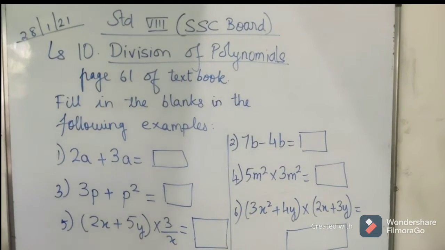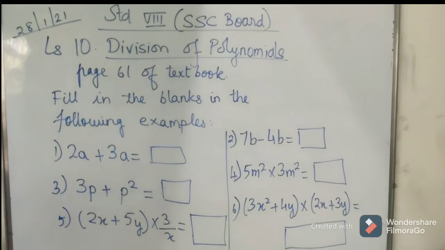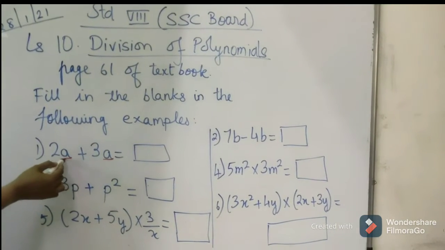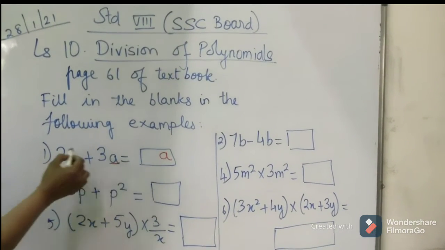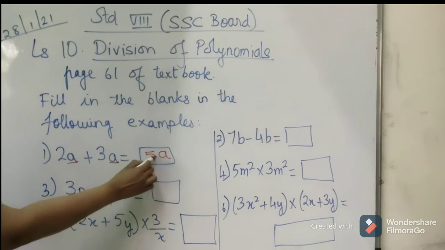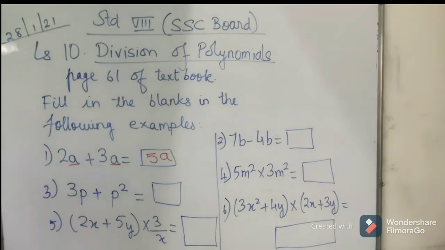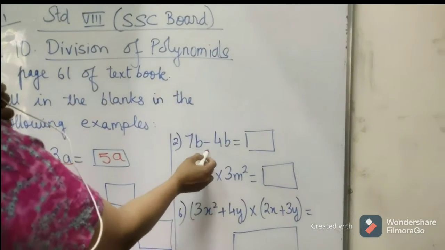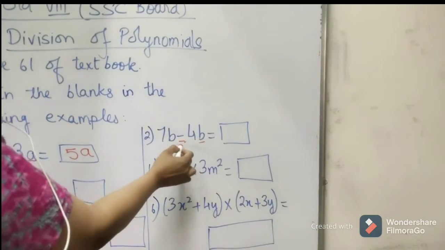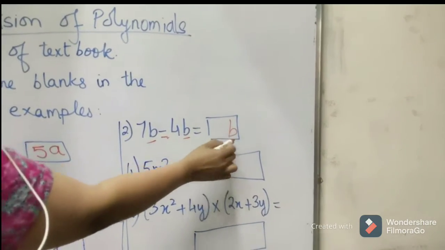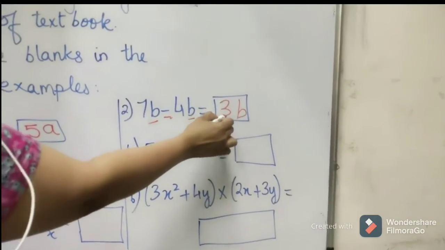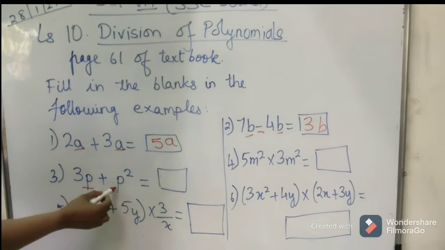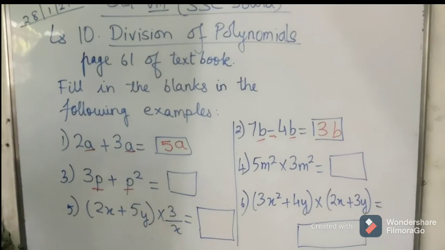The first one, it says 2a plus 3a. So a is the common like term, so we will write a, and 2 plus 3 is 5. So answer will be 5a. It says again minus here. So again b and b is the like term. So 7 minus 4 is 3. So 3b.